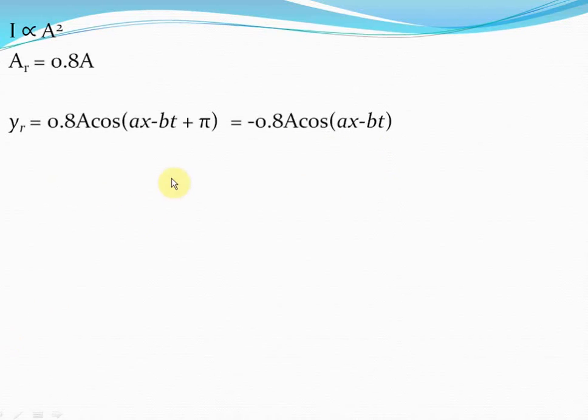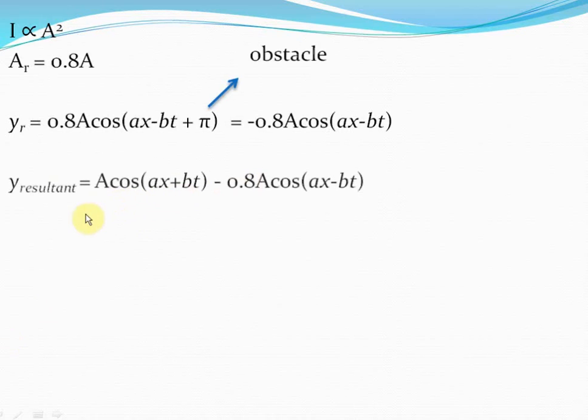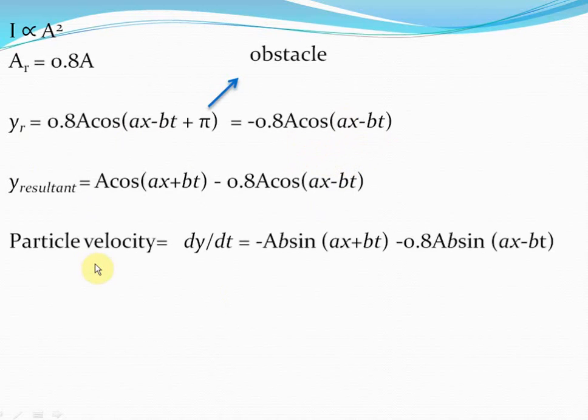So the net equation that is formed will be this. The equation of the resultant wave will be A cos(ax plus bt), that is the equation of the incident wave, plus minus 0.8A cos(ax minus bt), the equation of the reflected wave. The next question is to find the maximum particle velocity and the minimum particle velocity in the resultant wave, that is in the wave formed by the combination of the incident and reflected waves. So we differentiate the equation of the resultant wave with respect to time. When we do that, we obtain this expression you see on your screen.